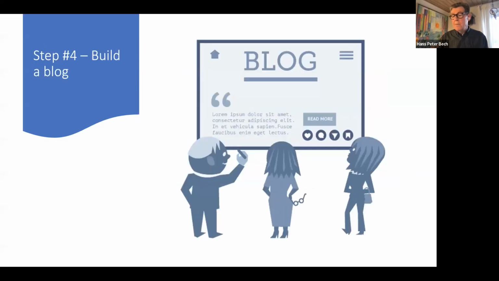Step number 4, build a blog. Where do you publish this content I just talked about? The rule is you do it on your blog. The blog should be a subdomain of your corporate website. The purpose of the 10-step process is to drive traffic to your website. So you want the blog to be a subdomain of your website.